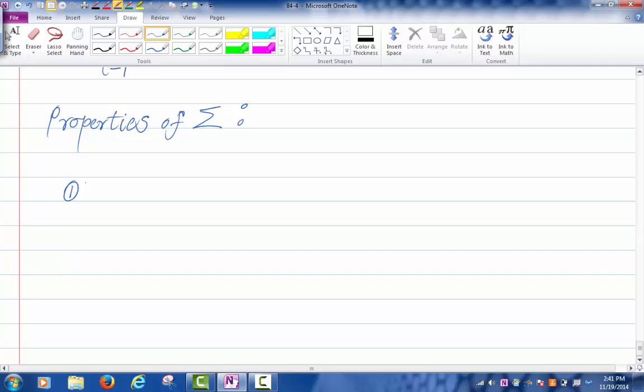Number one, if I have the sum i going from 1 up to n of C multiplied with a_i, then that's the same as C times the sum i going from 1 up to n of a_i.